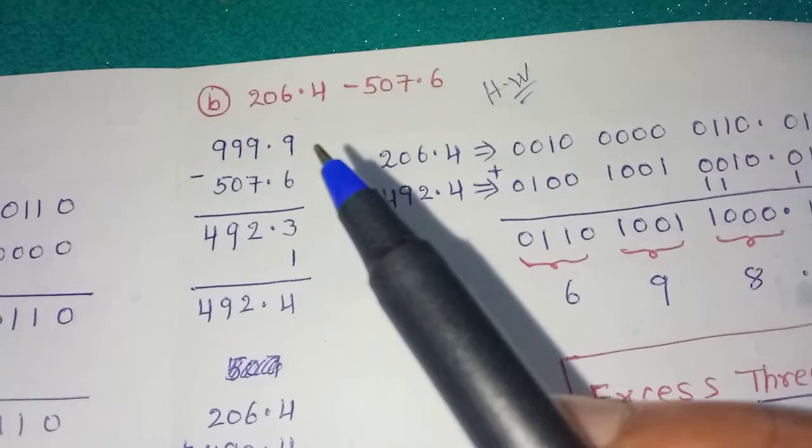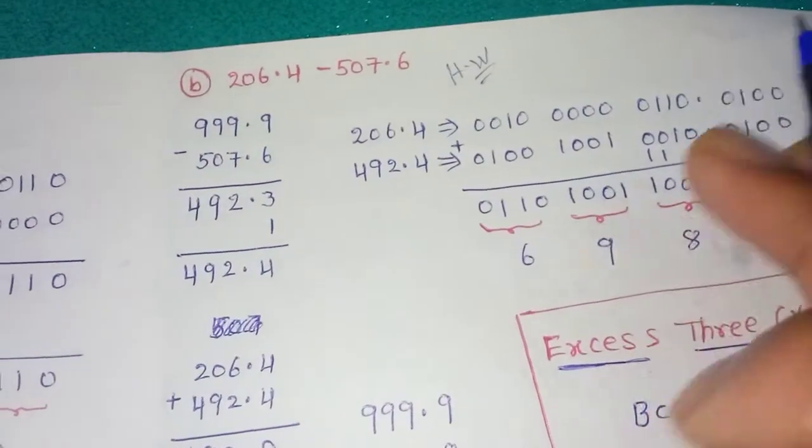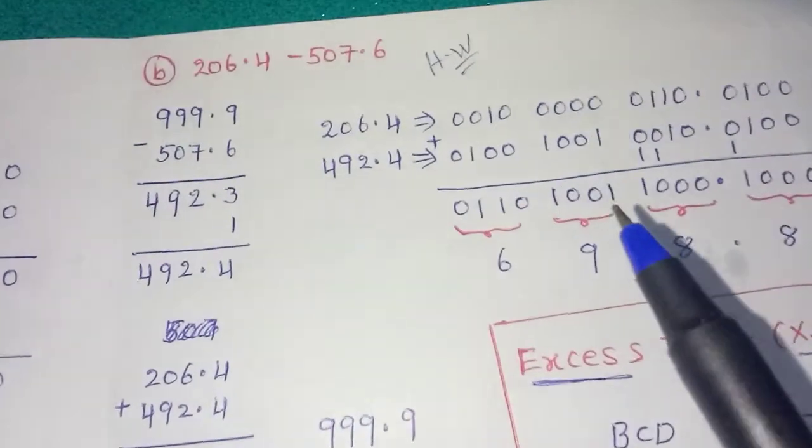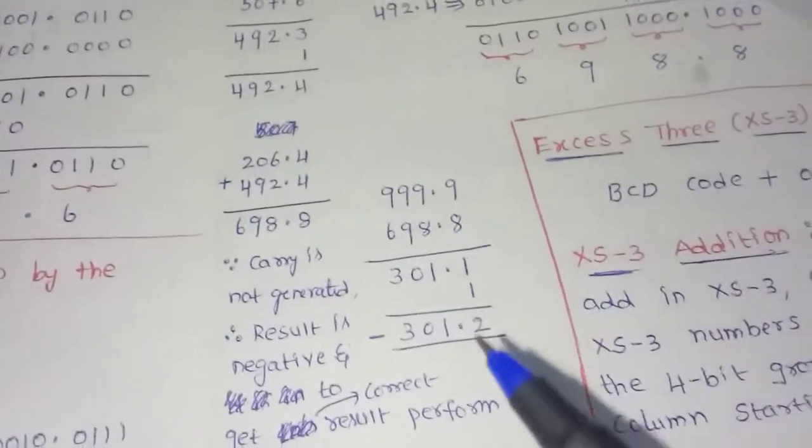Now look at this example: 206.4 minus 507.6. Do this example on your own. This is the calculation here. Do this example on your own.